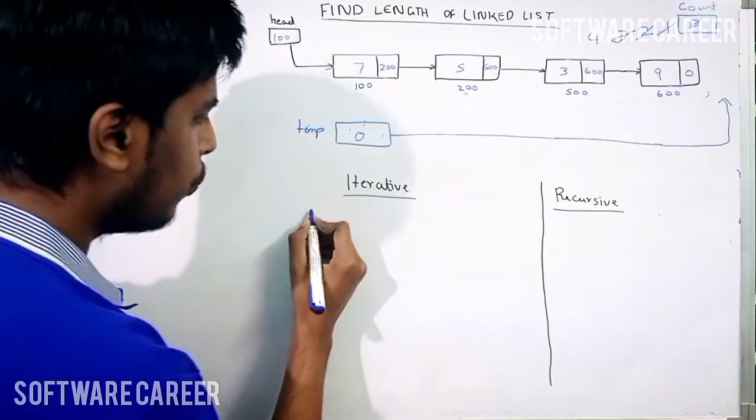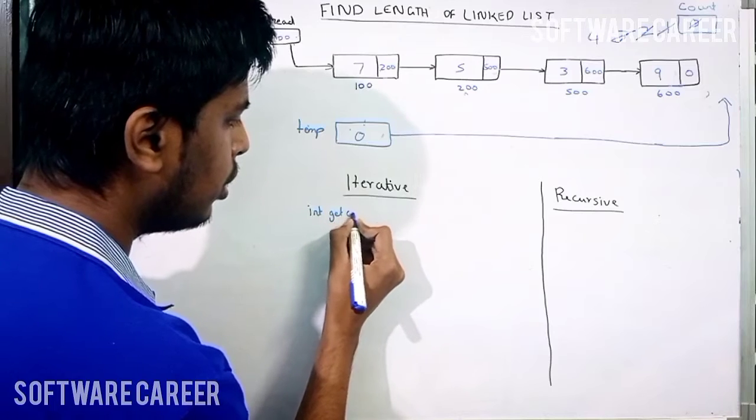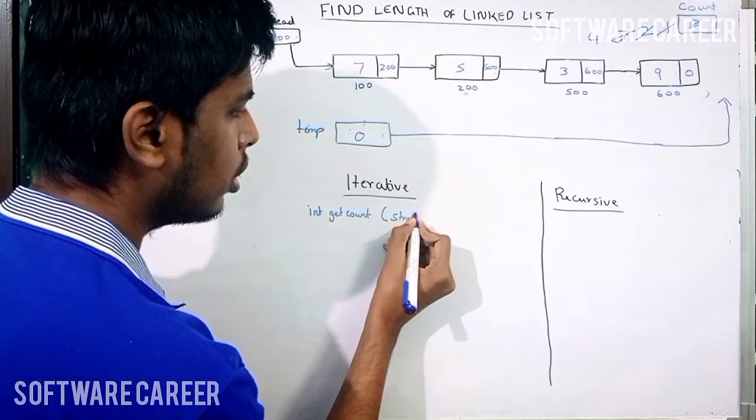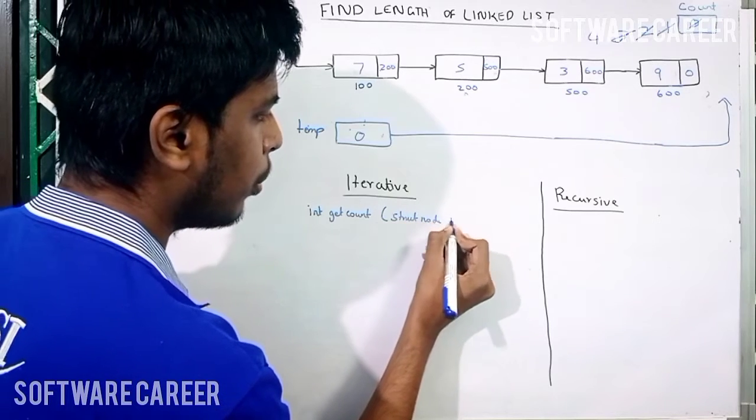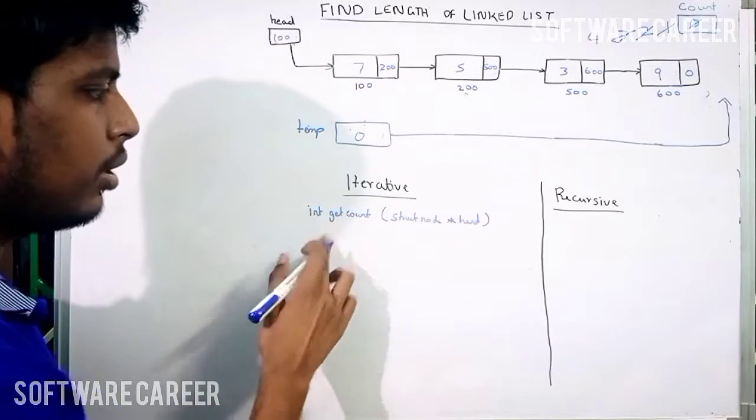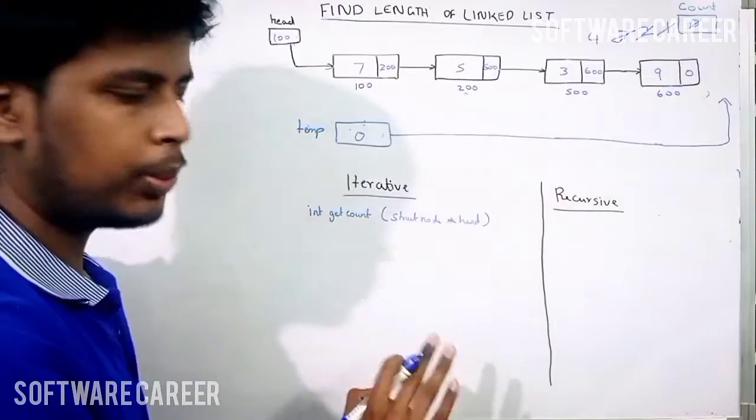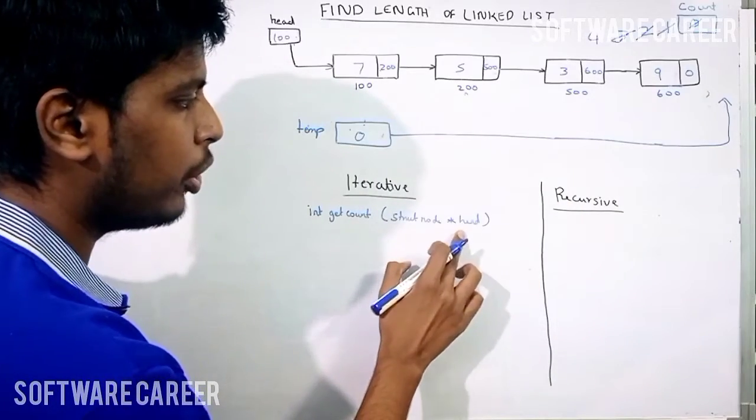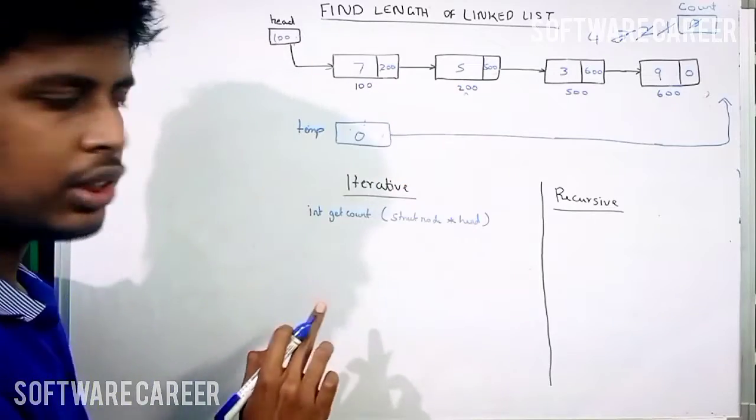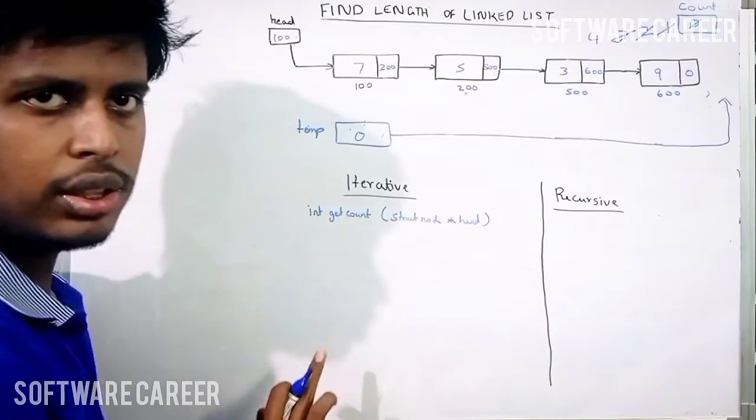See here. First, I'm writing the function int getCount(struct node *head). Now what is this? This is the getCount function, which is used to count the number of nodes present in the linked list. This is the head pointer, which is pointing towards the first node. The head pointer is pointing to a node, that's why I am writing struct node.